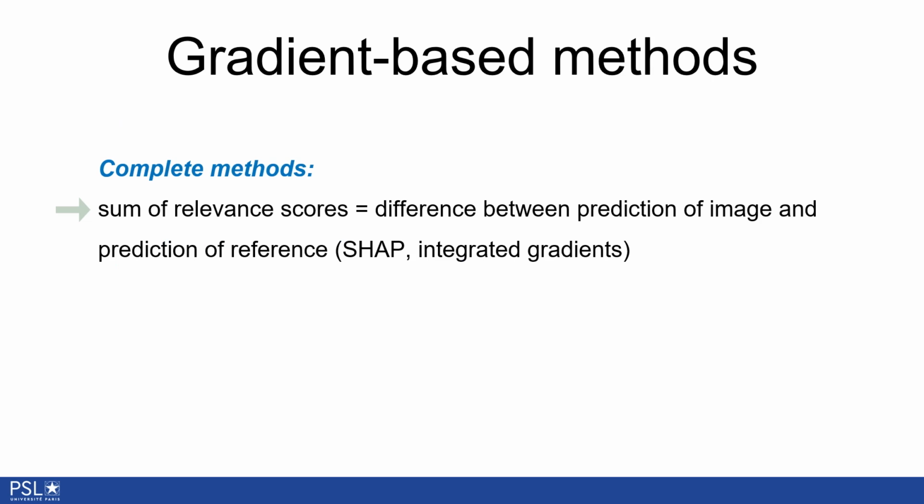An important aspect is that some of these methods are complete in the sense that the sum of relevance scores they produce is equal to the difference between the prediction for an image and the prediction for the reference. Remember that this is a fundamental property of SHAP, and the integrated gradients method also has this property.